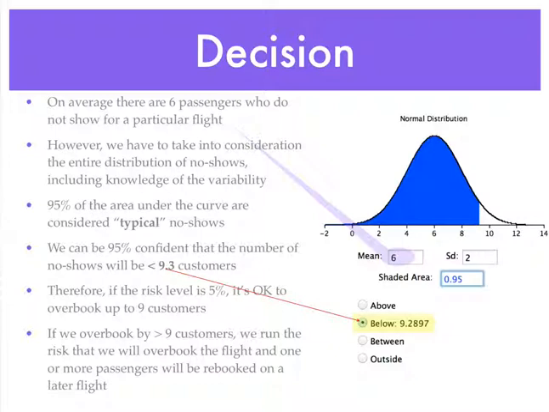And then we have to come up with a decision criteria. We see that on average there are 6 passengers who do not show up for a particular flight. But we also have to take into consideration the entire distribution of no-shows, including the knowledge of the variability within that distribution. Because if the variability is very small, then we'll have a very peaked distribution, and that would affect the point at which 95% of the area under the curve might fall.